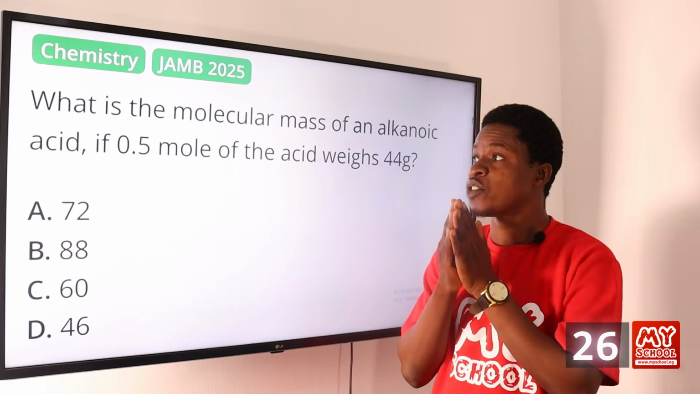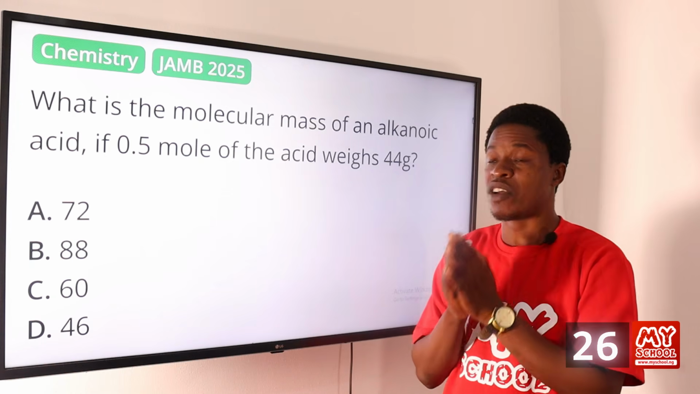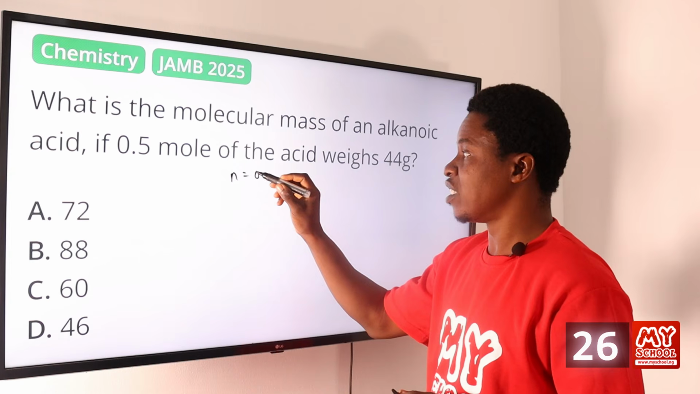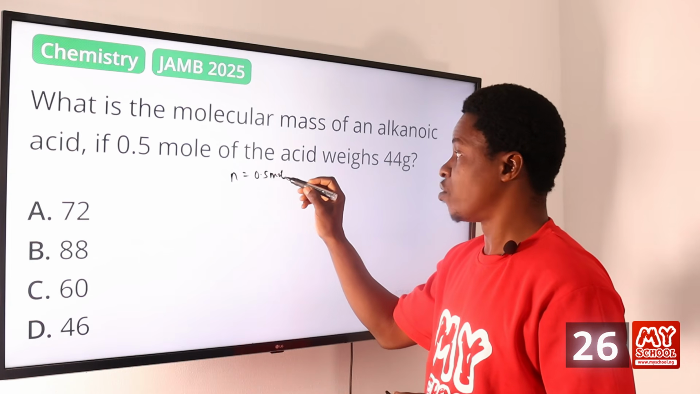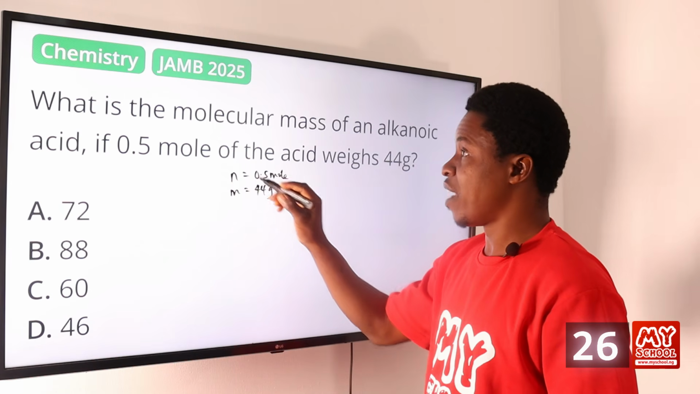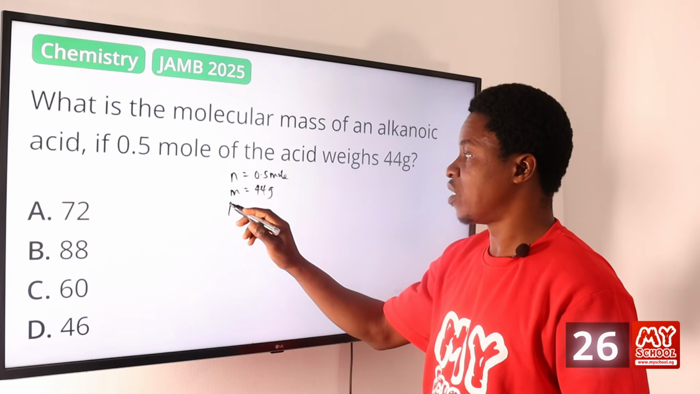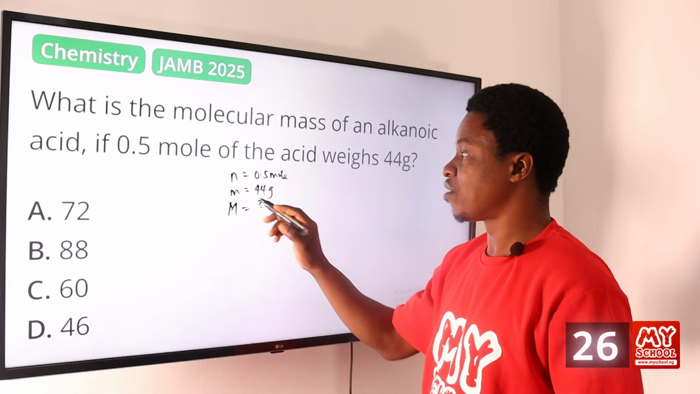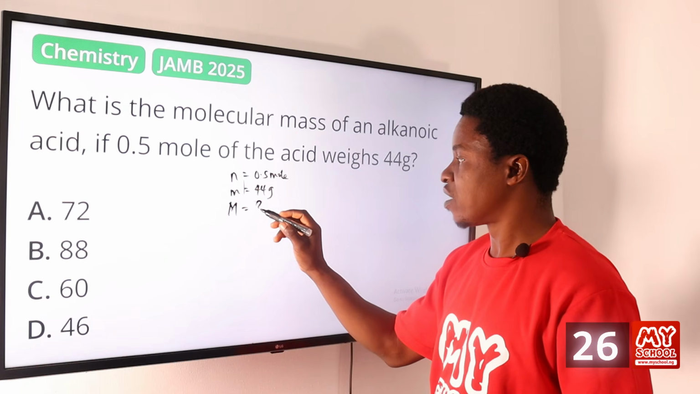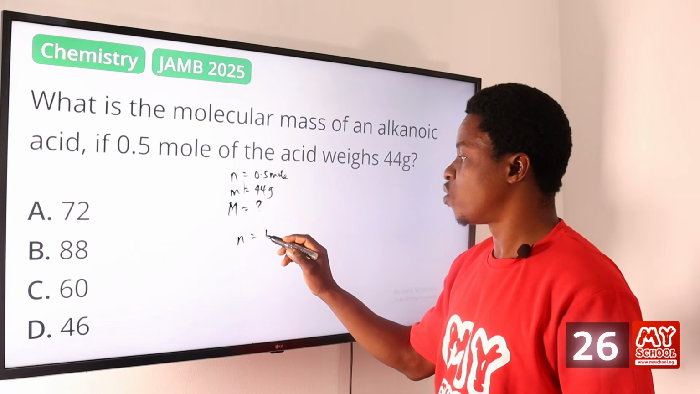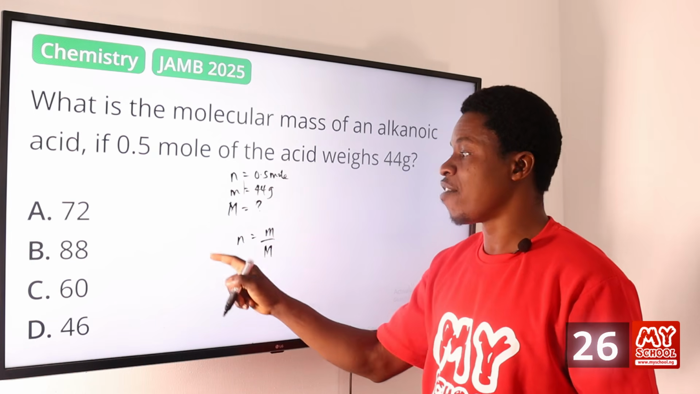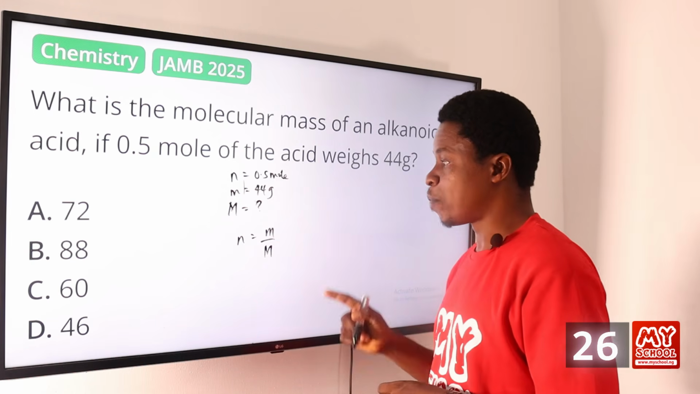When you look at the relationship, we know that number of moles, we are given as 0.5 mole, and we're also given that the mass is 44 grams, okay? And then we have to find the molecular mass, which is capital M. The relationship between these three is what you must be able to fix. Number of moles is equal to mass over molar mass. This is the formula for finding the number of moles in solid particles, okay?